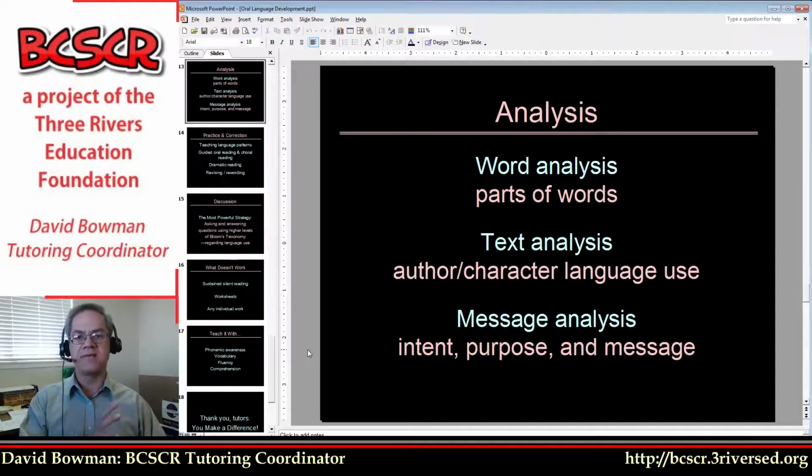The next set of strategies are the analysis strategies. Word analysis: what are the different parts of the words, prefixes, suffixes, infixes, and so forth. Text analysis, which is how is the author using language, or how are characters using language, and along with that, the analysis of the message. What is the author's intent? What is the author intending to do? What is the purpose of the text, and what is the message that is being conveyed?